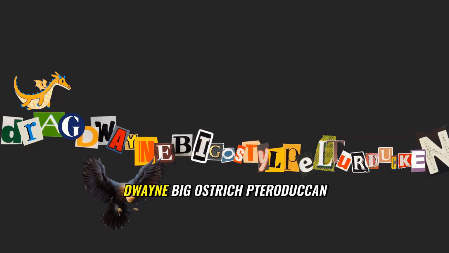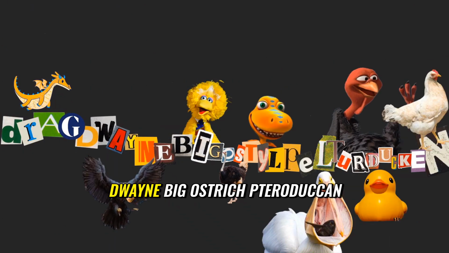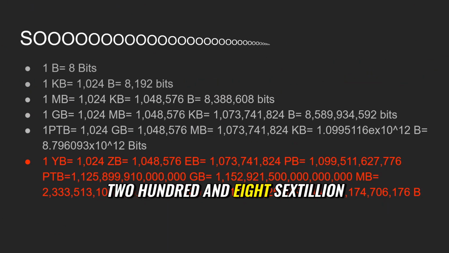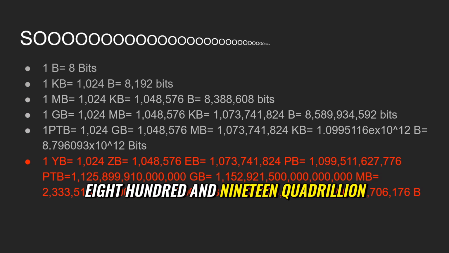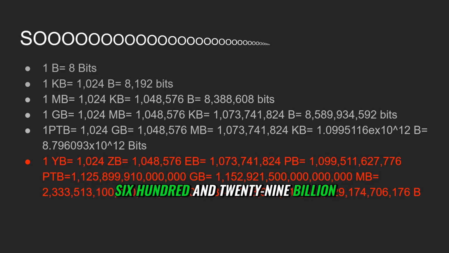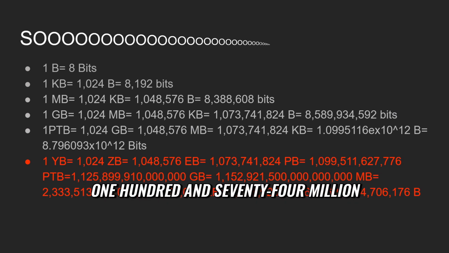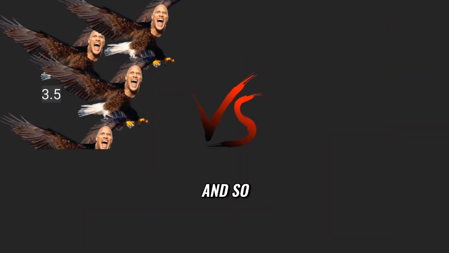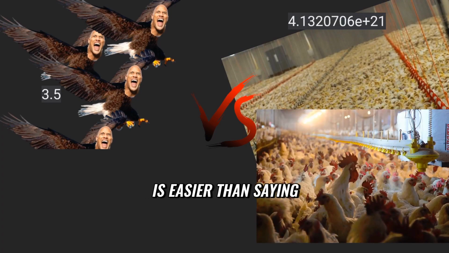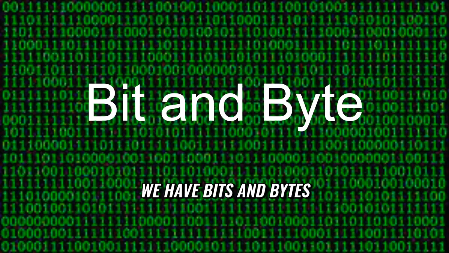And now your dragon, Dwayne, big ostrich pelturducken equals 1 septillion, 208 sextillion, 925 quintillion, 819 quadrillion, 614 trillion, 629 billion, 174 million, 706,176 chickens. And the poor species isn't making a comeback. And so, because saying that you have 3.5 Dwayne "The Rock" Johnsons is easier than saying that you have this many chickens, we have bits and bytes.